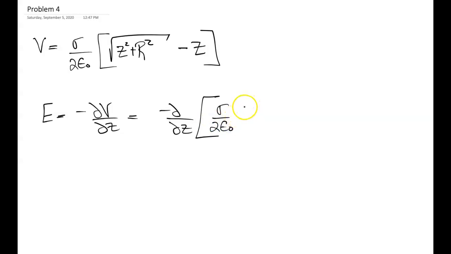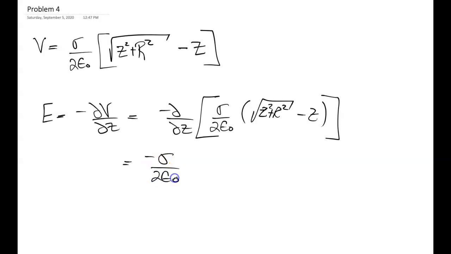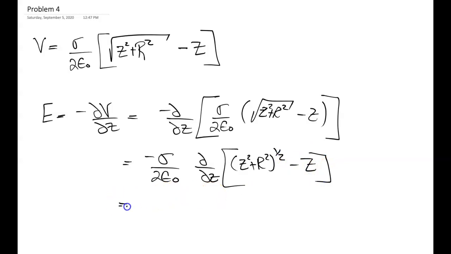So if we write our function down and take derivatives of this, notice that sigma, 2 and epsilon naught are constants, so they come out. I get a minus sigma over 2 epsilon naught. And then I can say this is the partial with respect to Z of this. I can rewrite as Z squared plus R squared to the 1/2 minus Z. That might make it easier to see.